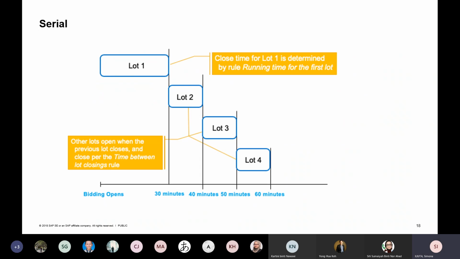The last one is the serial line item, where lot number 1 begins and finishes until lot number 2 is open. Once again, the serial opening is mandatory. You cannot change it for the Dutch and the Japanese auctions.